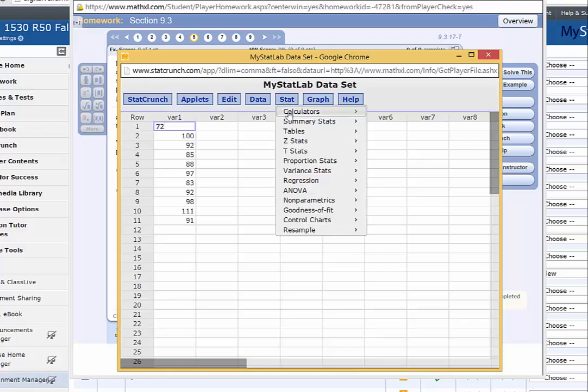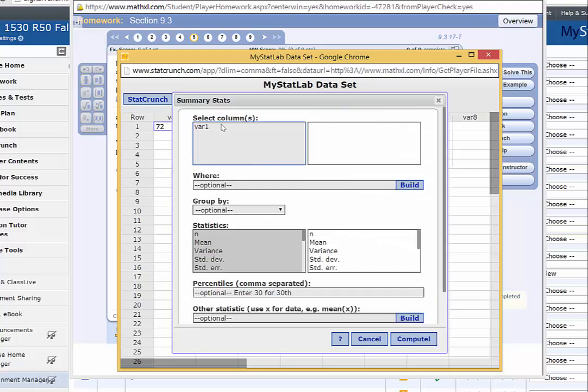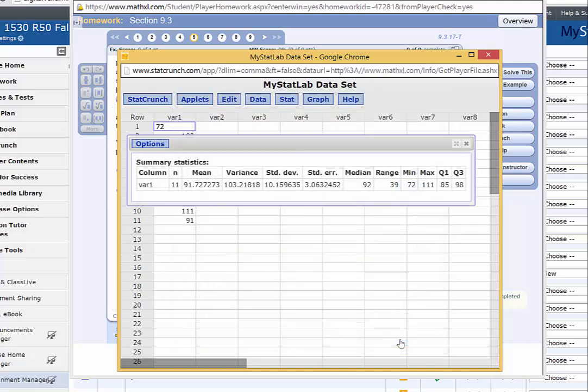click Stat, Summary Statistics, Columns, Variable 1, and Compute. And now we're going to find that the sample size is 11. The sample mean is 91.727 when we round to 3 decimal places, as the other measures are rounded. And the standard deviation is 10.160 when we round to 3 decimal places.